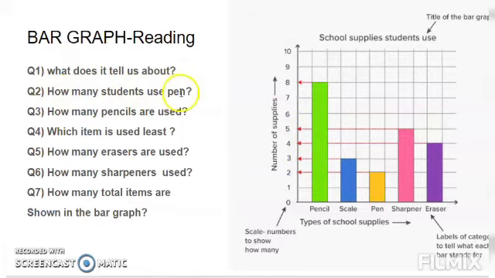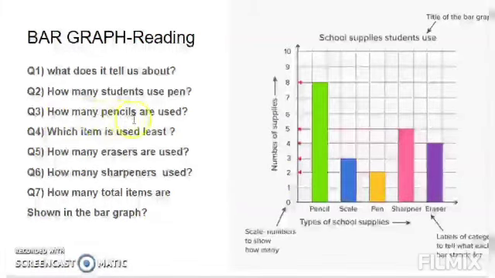How many students use pen? So let us find out where is pen. Here is the pen. And how many? So for that, again we'll draw a line to check the number on the y-axis. It is 2. So pens liked by students is 2.